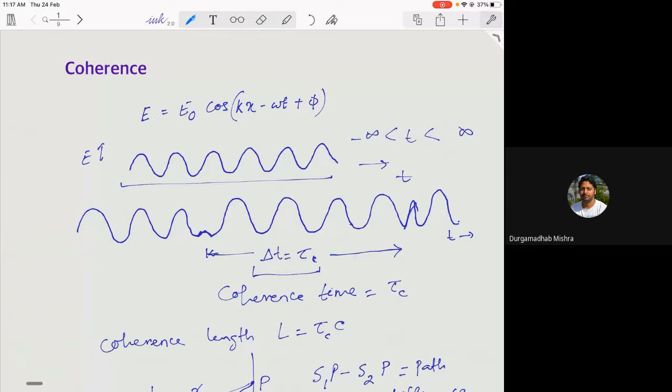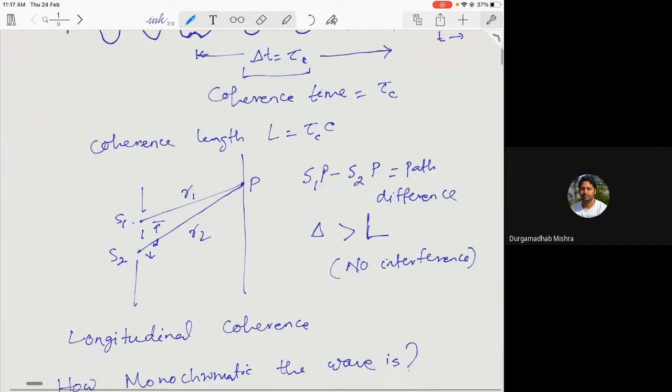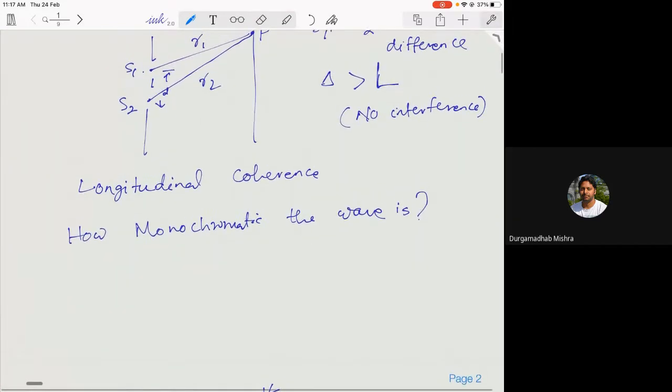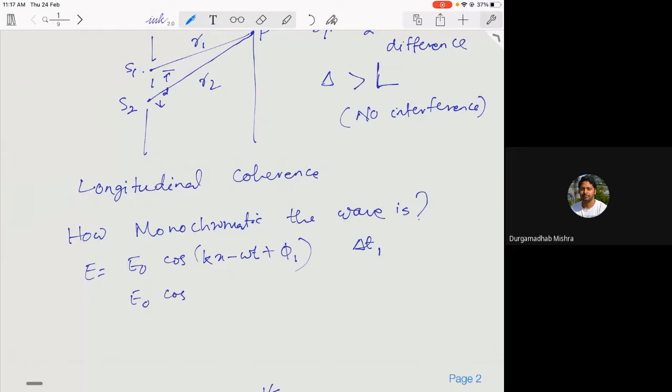Okay, so the phase is now different. So you can say E is equal to E naught. Let's write it down again. E is equal to E naught cosine (kx minus omega t plus phi 1), let's say, for time period delta t1, and now for another time, E is again E naught cosine (kx minus omega t plus phi 2). So this is delta t2, for this period of time.